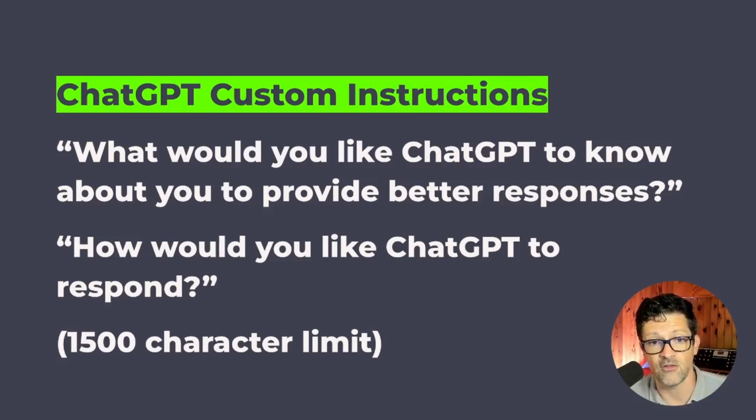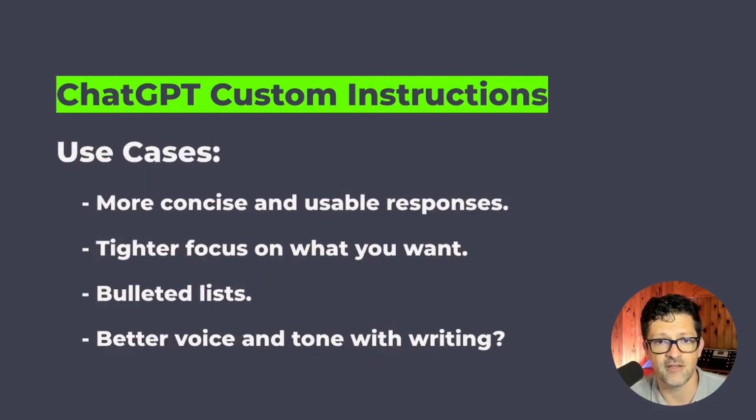So when you are looking at how would you like ChatGPT to respond, one basic thing to just put in there is: don't use any unnecessary words. Just very short and to the point responses is what I'm looking for. That may be a first way to go to really enhance all of the ways that you interact with this model. So here are some custom instructions. These are just some use cases, like I said, making it more concise and usable responses, tighter focus on what you want. So you might say, about me, I am a XYZ, describe yourself.